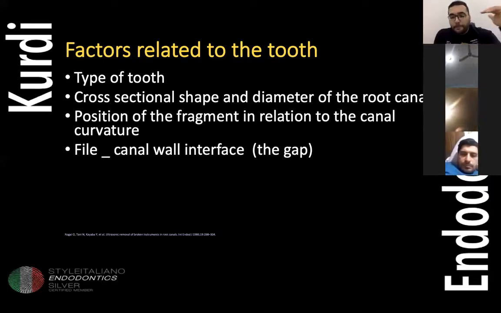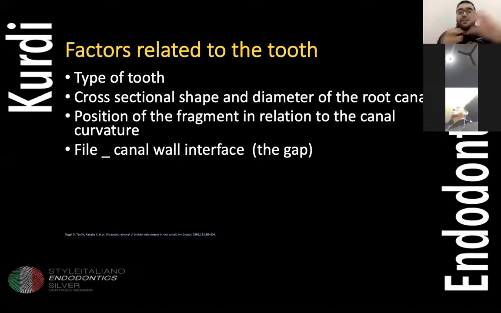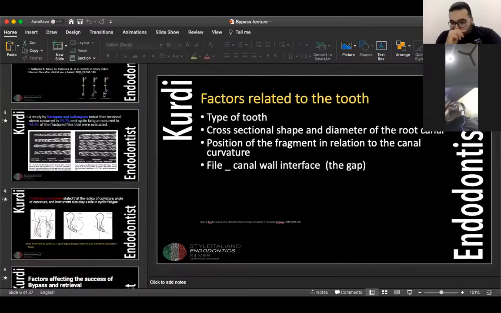And according to that, we will have two different treatment options. Okay, now the other factors related to the tooth are the file canal wall interface, the gap between the file and the wall. This gap, we will depend on this gap to do bypass or even to do retrieval.